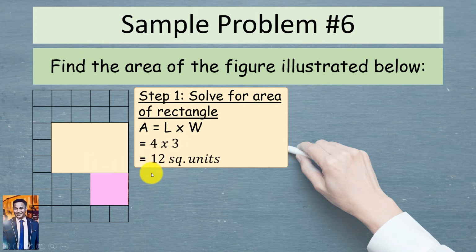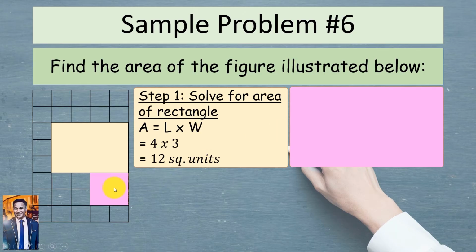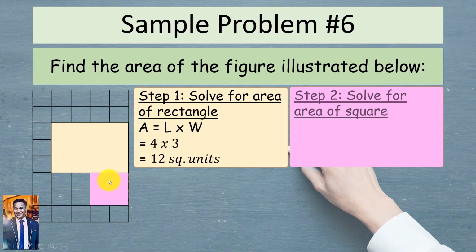Yan, 12 square units. Next, what about for this figure? Okay, this is a square. Yan, bakit square? Ayan, no? Parehas yung dimensions niya. Okay, so this is now a square and we compute for the area of the square, that is, area is equal to S times S. Okay, our S is 2. Therefore, 2 times 2 is equal to 4 square units.